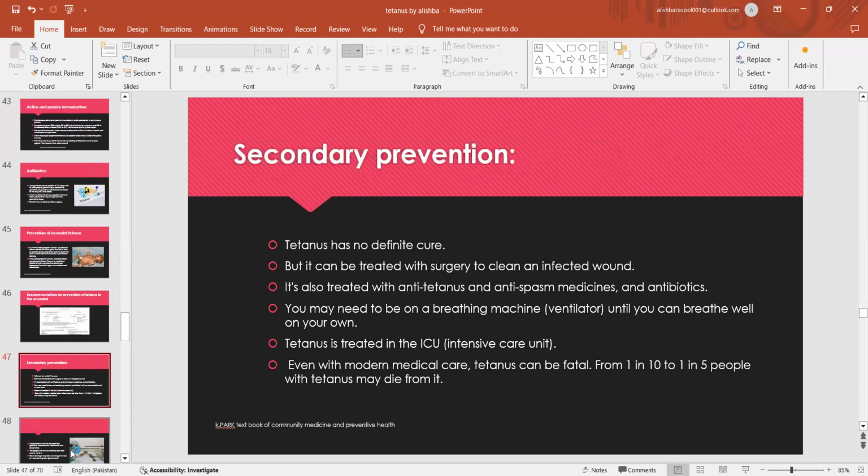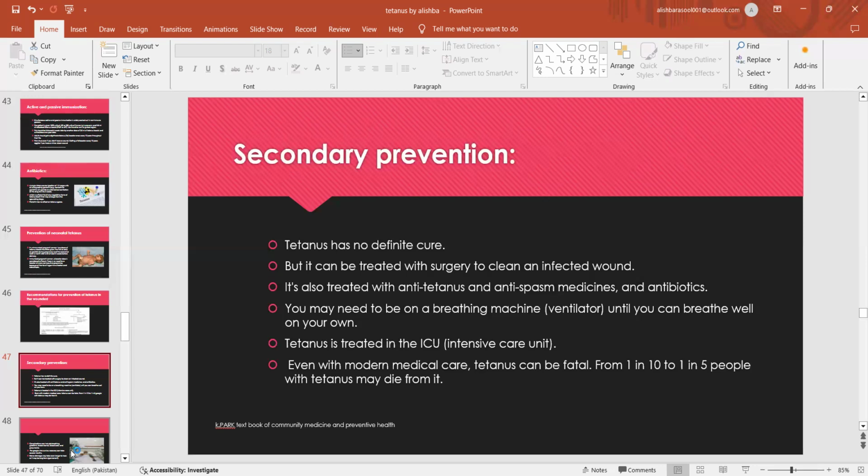Secondary prevention. Tetanus has no definitive cure, but it can be treated with surgery to clean an infected wound. It's also treated with anti-tetanus and anti-spasm medicine and antibiotics. You may need to be on a breathing machine until you can breathe well on your own. Tetanus is treated in the ICU.